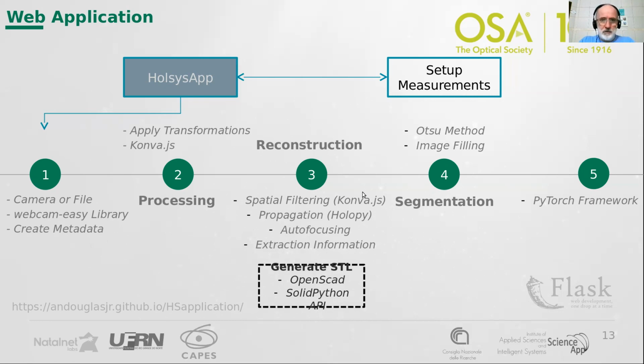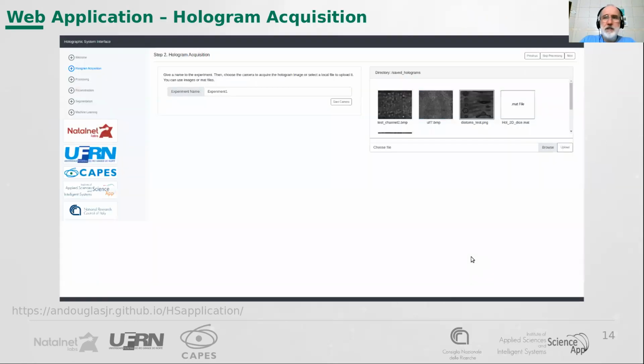And then in the reconstruction, we do spatial filtering, propagation, autofocusing, and extraction of information. And then the segmentation part uses the OSA method, and also we do image filling. And then the learning part, that is not here, sorry, uses the PyTorch framework for that. Note also that we can have, in parallel at some time, the generation of the .stl file in order to go to the 3D printer.